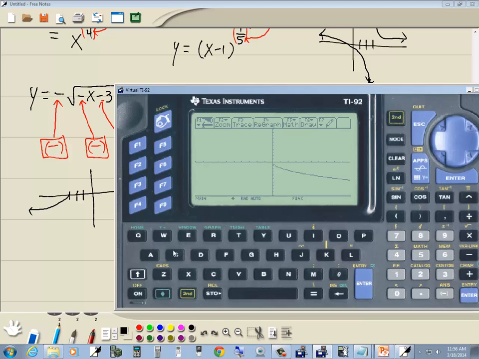Well, let's go back to diamond Y equals. Come up here, press enter, and look what it did. I just had a negative there, and it puts a times there. It assumes you're multiplying those together if you put the wrong dash in that case.